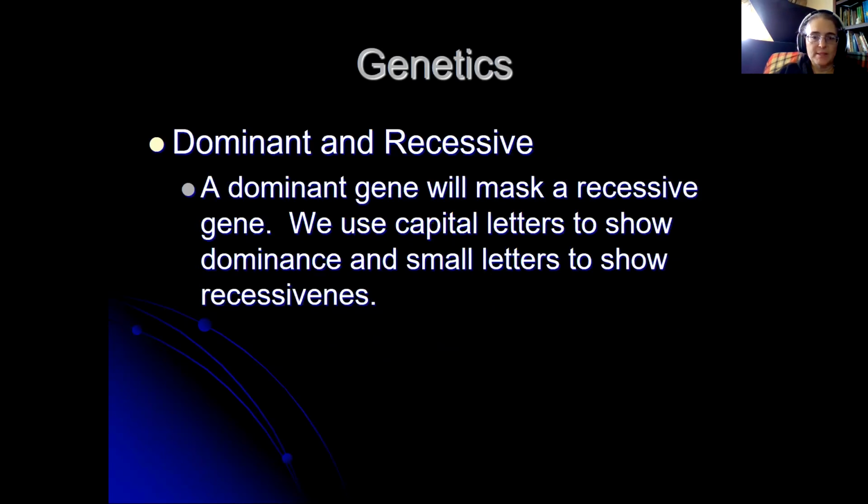When we talk about these in genetics problems, and I'm sure you've seen this in the lab already, in the Punnett squares, we use capital letters to show dominance and small letters to show recessiveness.